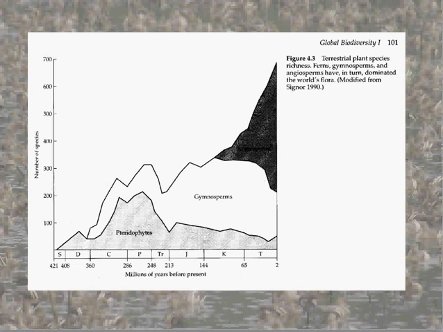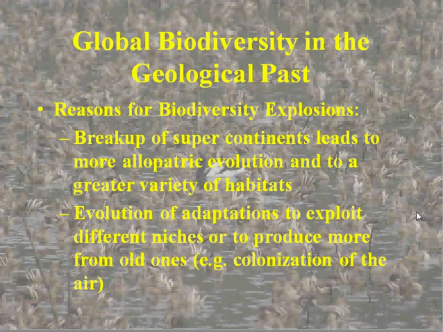Some of the reasons proposed for the biodiversity explosions, some of the more realistic ones, focus on things like the breakup of supercontinents, leading to more allopatric evolution and to a greater variety of habitats. Remember, we now accept the hypothesis that the Earth's continents are moving and they drift around on the surface of the Earth, and so they have not always been in the position that we see them in today.